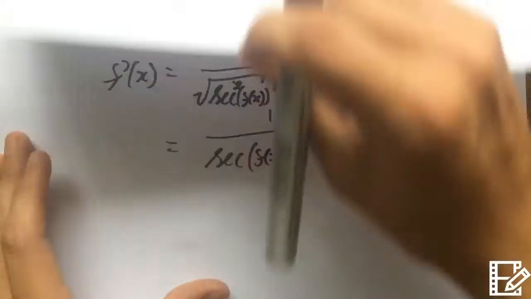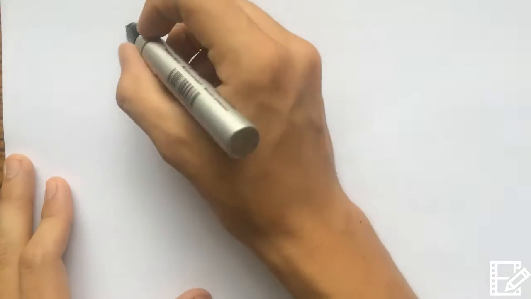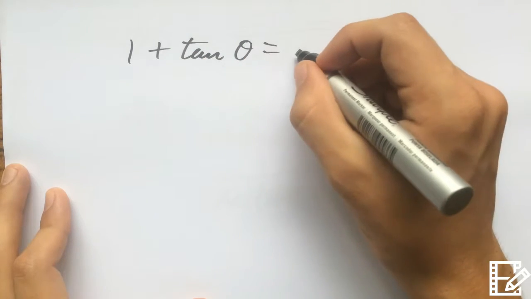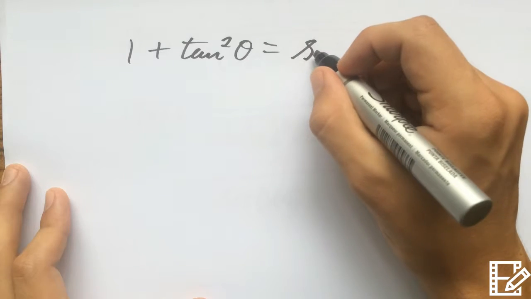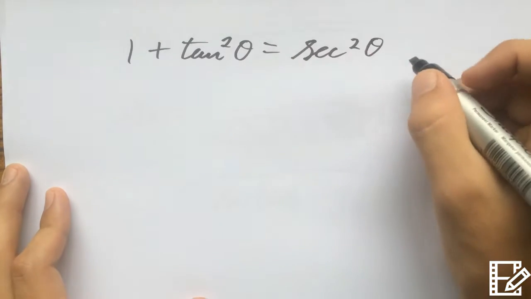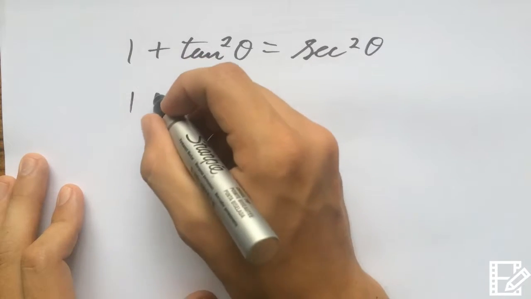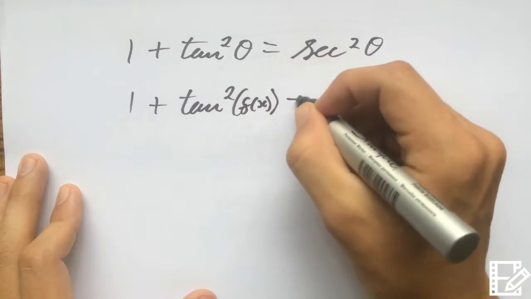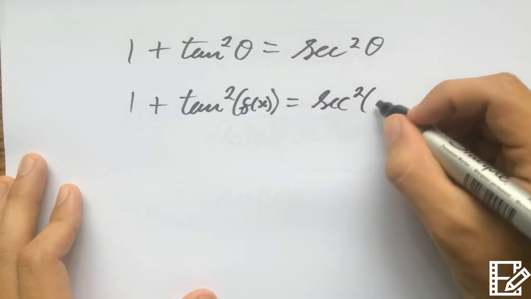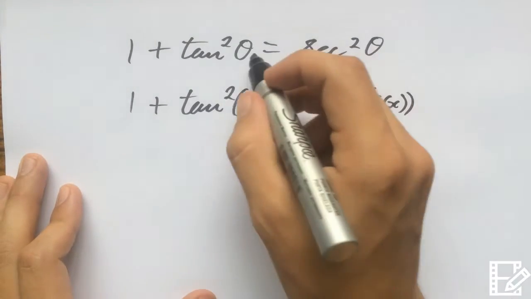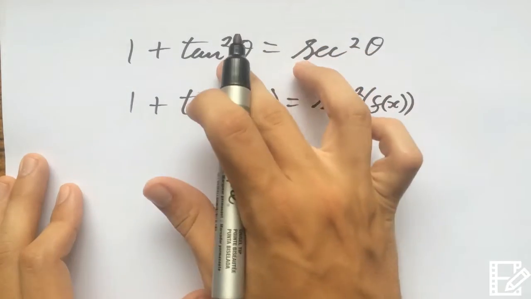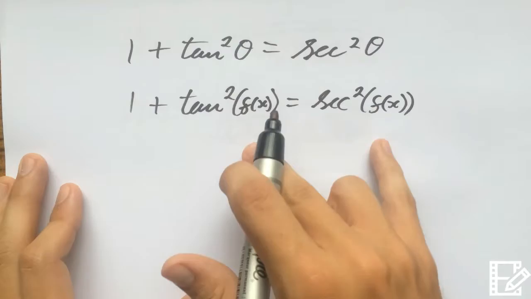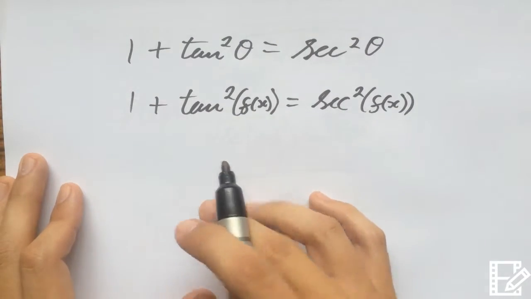Now, there's a trigonometric identity, and it will look like 1 plus tan squared theta equals sec squared theta. Now, I can change this so it'll look like 1 plus tan squared f(x) equals sec squared f(x). Now, why can I do that? Because it doesn't matter what the variables are, as long as they're the same. Like there's 2 thetas and there's 2 f(x)'s. That's all we need for this to be true.